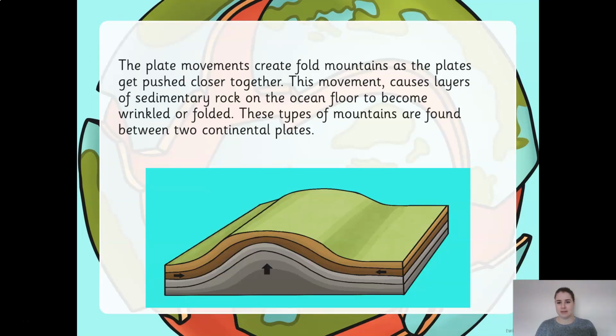Okay, so we have fold mountains, which is what we looked at last week. Now we know that fold mountains are created when those plates are pushed together. And all that rock that comes up is sedimentary rock that's coming all the way from the ocean floor and it wrinkles and folds.